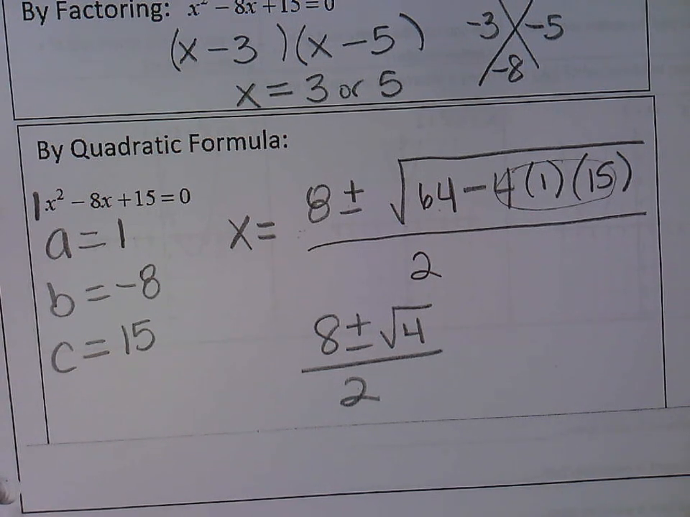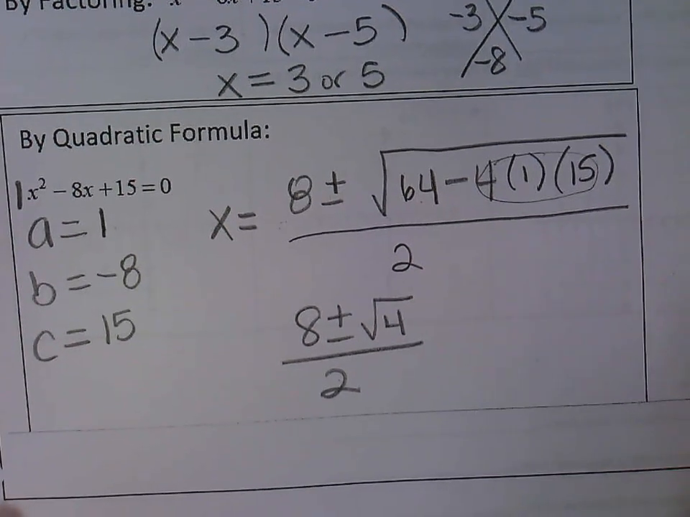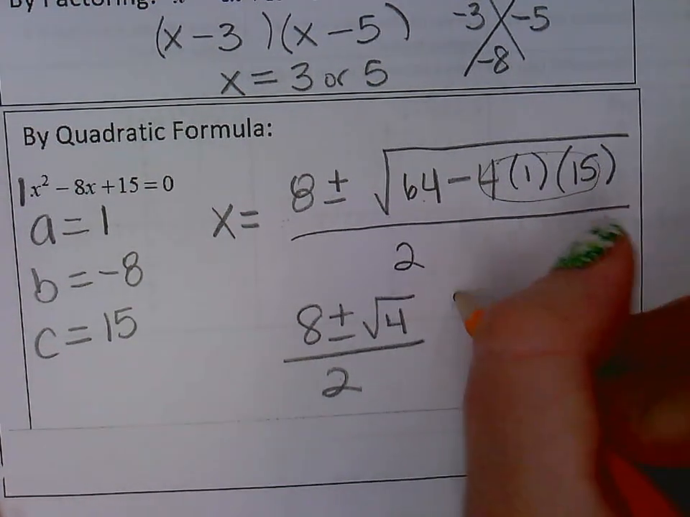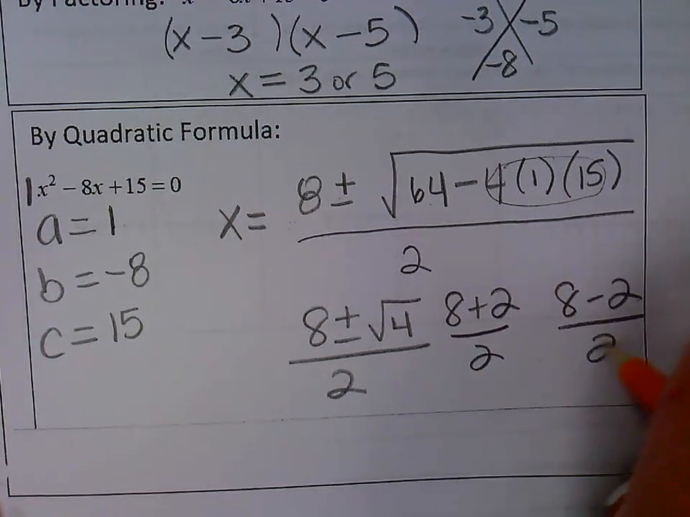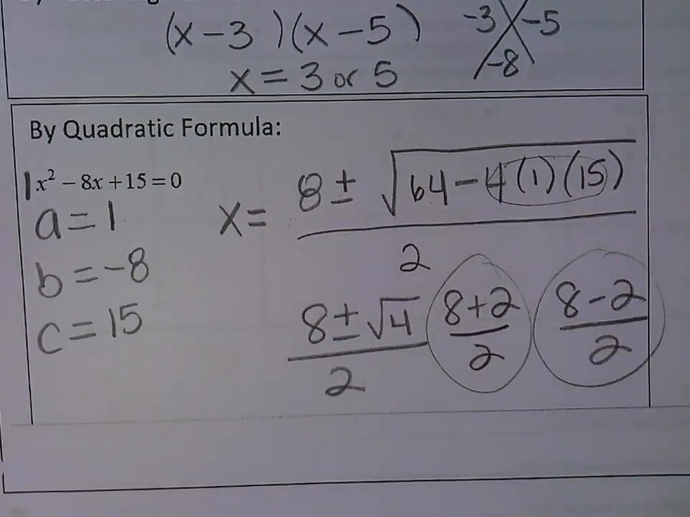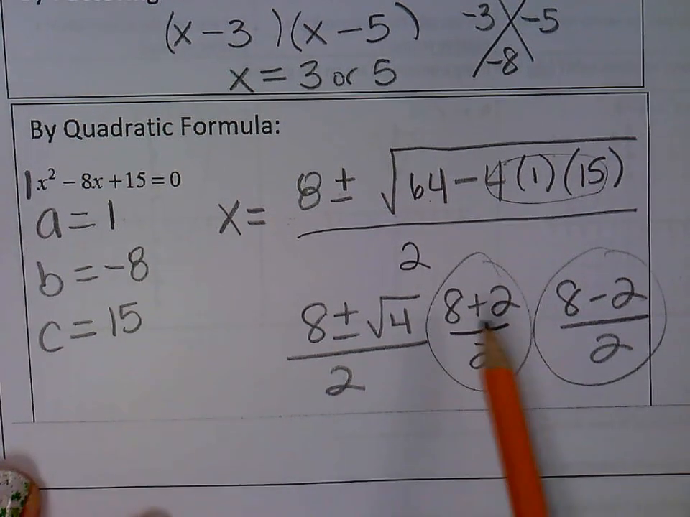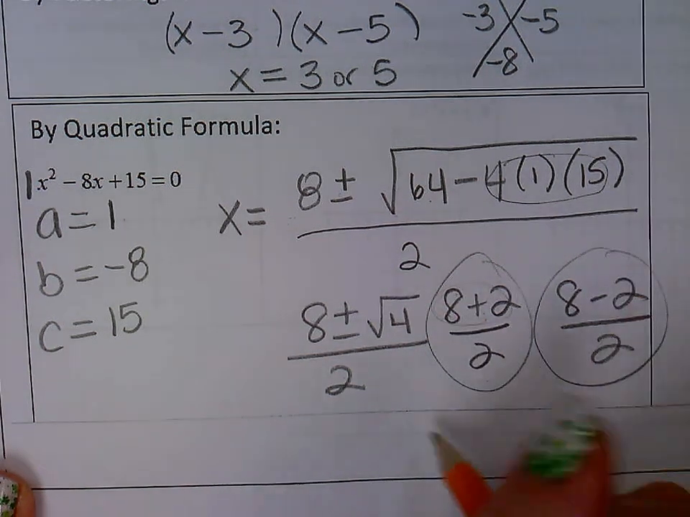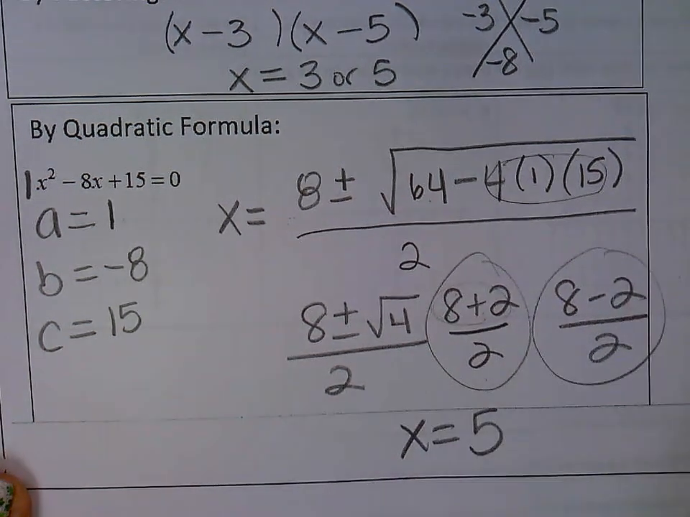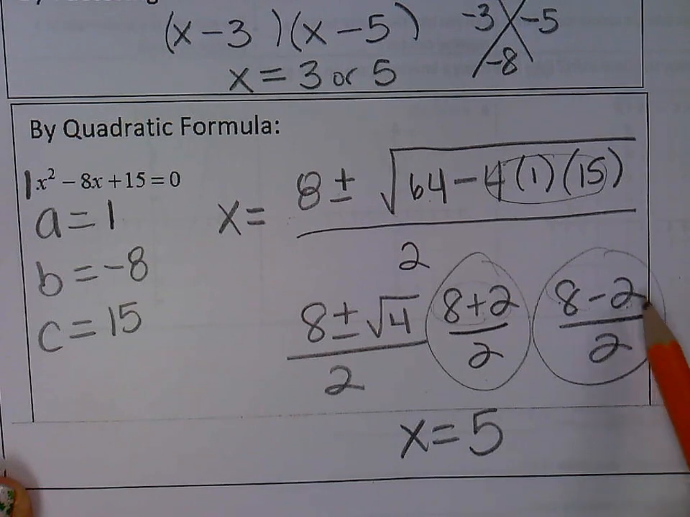Oh, good. Sure, that'd be great. So what's the square root of 4? 2. So I need to do 8 plus 2 and divide by 2, and 8 minus 2 and divide by 2. And whatever those two fractions simplify to are going to be my two solutions. What's 8 plus 2? 10. What's 10 divided by 2? 5. And what's 8 minus 2? 8 minus 2 is 6. And what's 6 divided by 2?